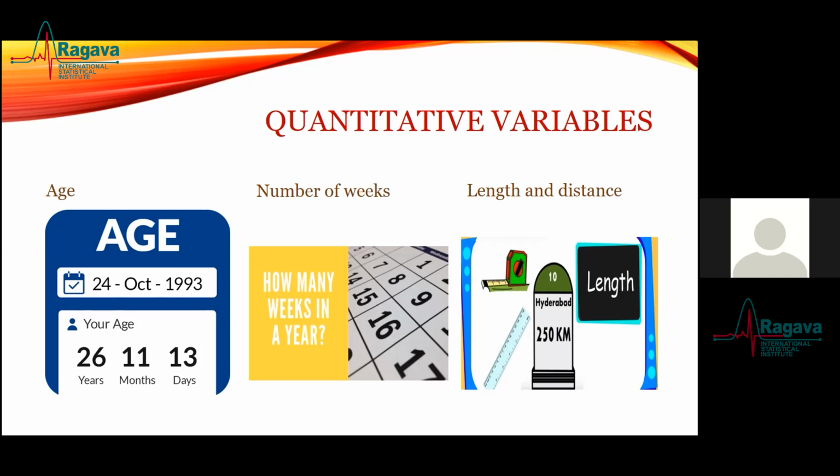Accordingly, the number of weeks, the number of days in a week, or the number of days taken to complete a work always gives you a numerical answer. Similarly, the length and distance. Here, the length and distance both can be measured and expressed in a numerical form.